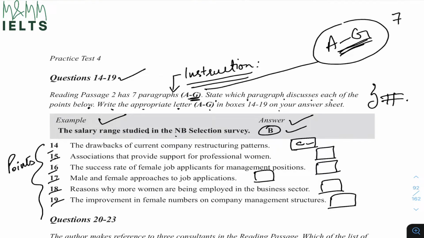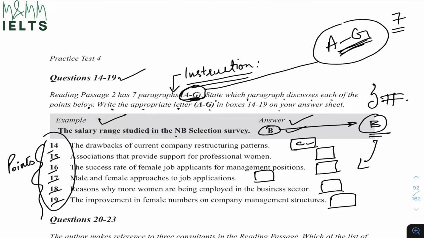Now A to G means 7 paragraphs. And how many statements do I have? 6. But they have already used B in the example. And I'm not saying that B cannot be here. It can be. But from what I have experienced, in most cases, if they don't want us to use the same paragraph again, if B has been used, that's an indication that it might not be used again in the sentences given to you. But don't proceed with that mentality that, okay, I will ignore B. Don't do that. But let's see if we have B here in any of the sentences.